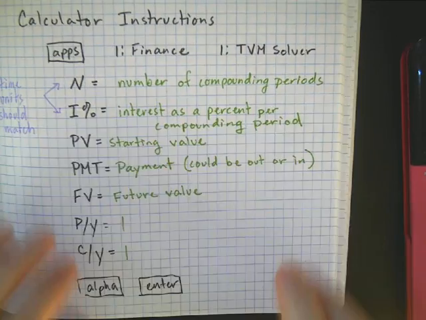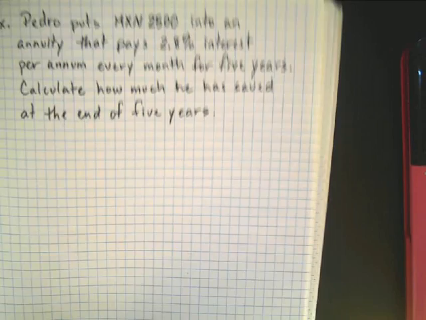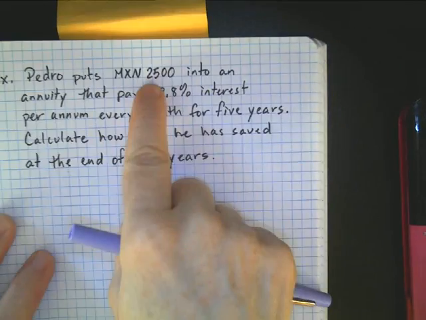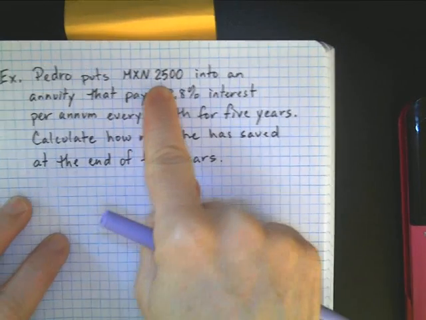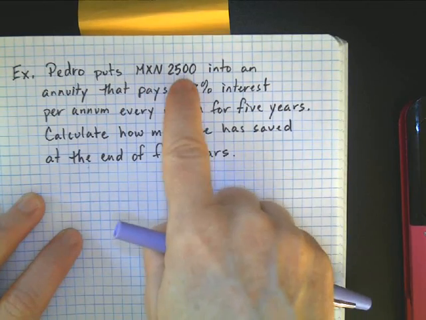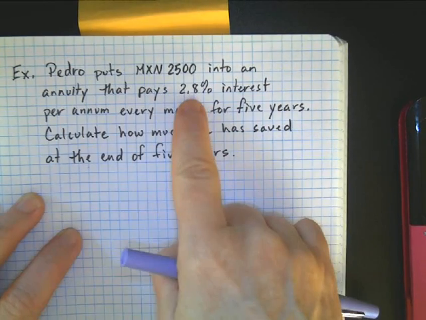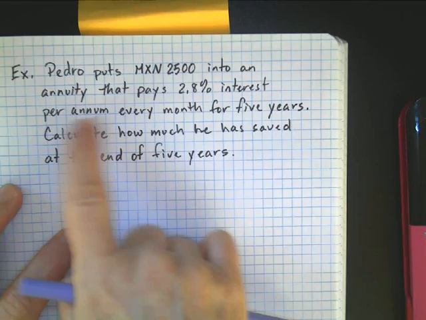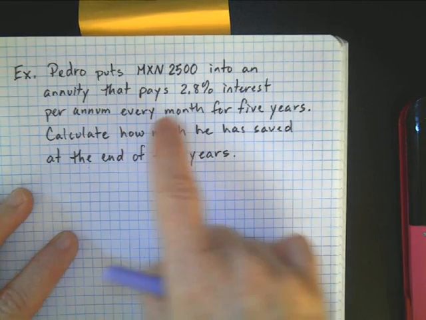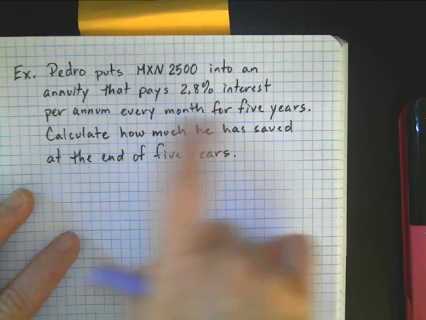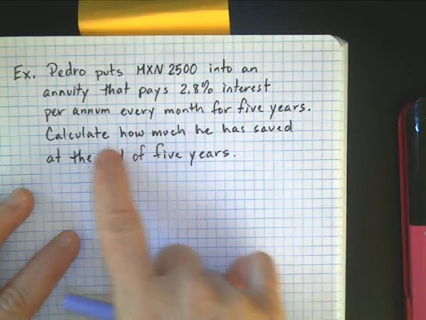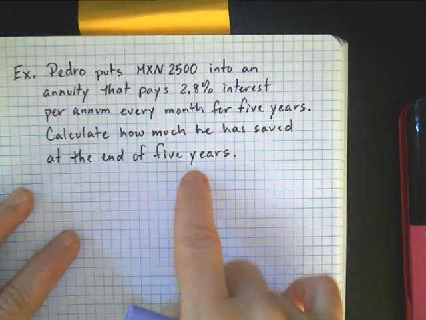Okay, so let's do an example. Pedro puts 2,500 Mexican pesos into an annuity. So you might recognize this from the last homework assignment. Okay, he puts 2,500 into an annuity that pays 2.8% interest per annum. That means per year. And he does this every month for 5 years. So he's putting in this much money every month for 5 years. Calculate how much he has saved at the end of 5 years.